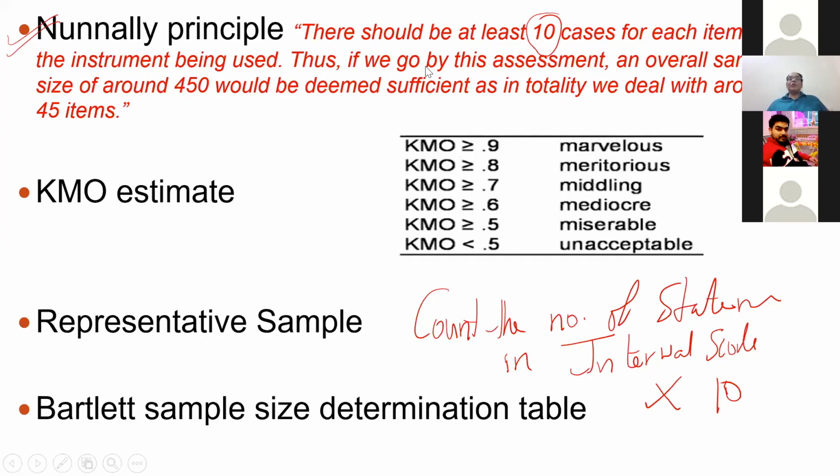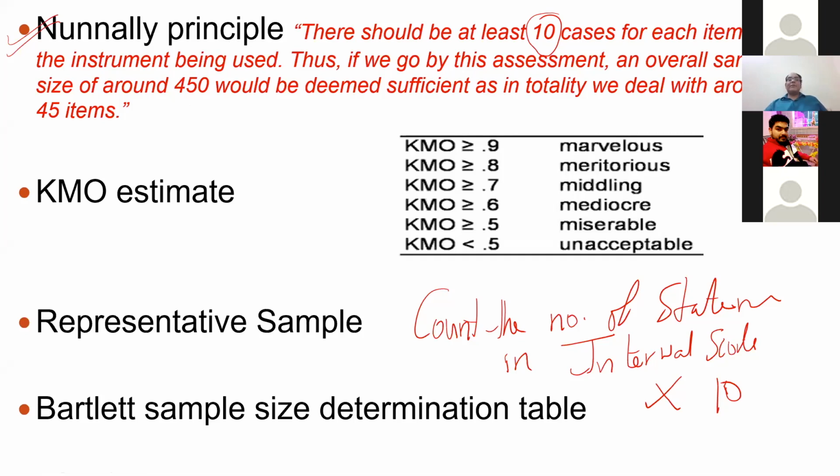Thus, if we go by this assessment, an overall sample size of around 450 would be deemed sufficient, as in totality we will deal with around 45 items. So if you have 45 items in this scale, the required sample size should be 450. This principle is also quoted by many research people, who say that because my criterion is followed by the Nunnally principle, my sample size is right.